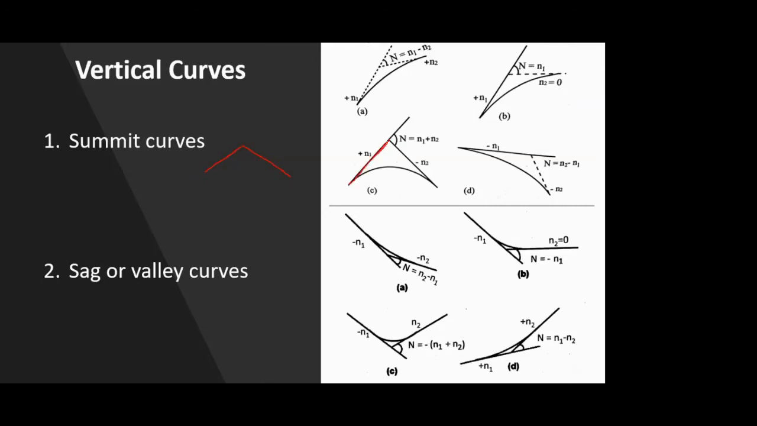So all top four figures are the summit curve. You have an up gradient, plus n1 is the value, and then a down gradient, minus n2 is the value. In that case, whatever curve is formed, this is the summit curve. Or you have a mild down gradient of minus n1 and a steep down gradient of minus n2. In that case also, whatever curve is there, it is the summit curve. Again, an up gradient of plus n1 and a flat or zero gradient. So in that case also, the curve joining these two gradients is a summit curve.